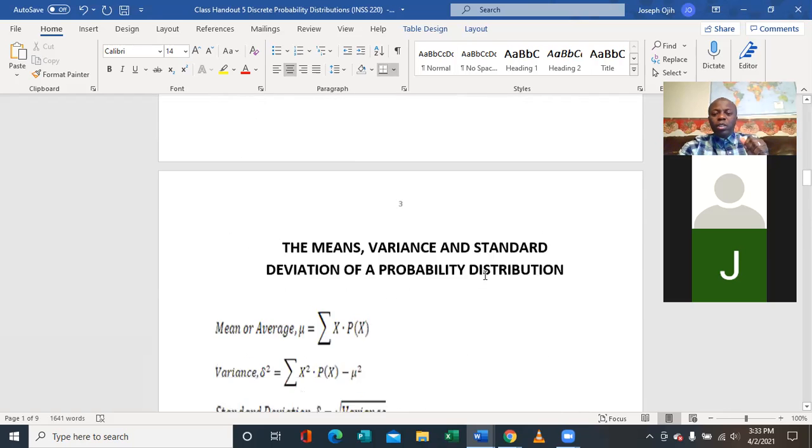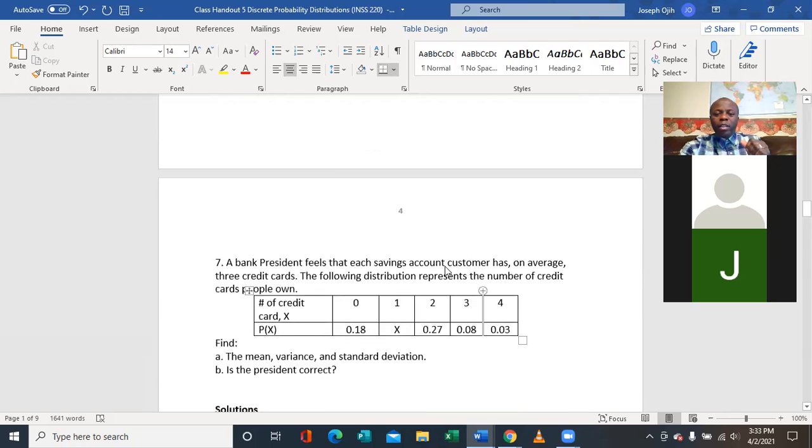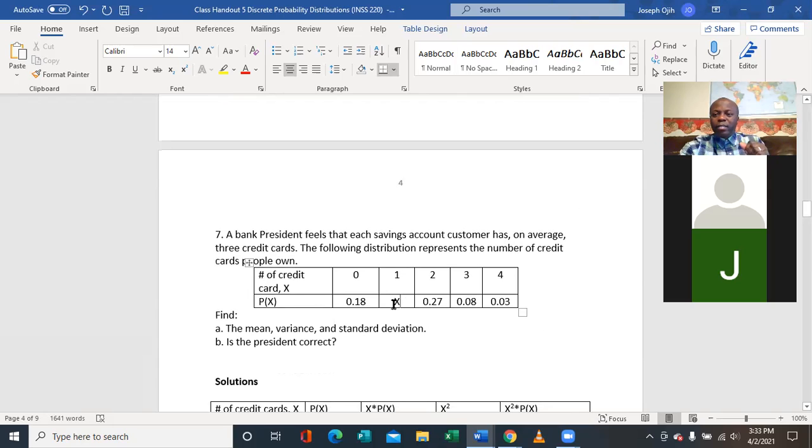So when you see this kind of question in homework, where they remove one of the probabilities and put X, just add all the numbers here, this one, 1, 2, 3, 4, and subtract from one. So use one to subtract all this and you get the answer that will be here.